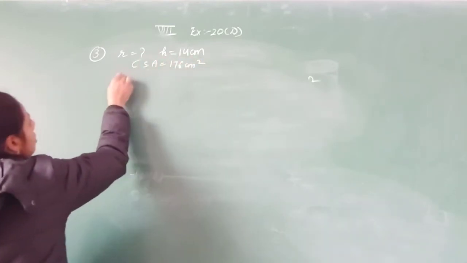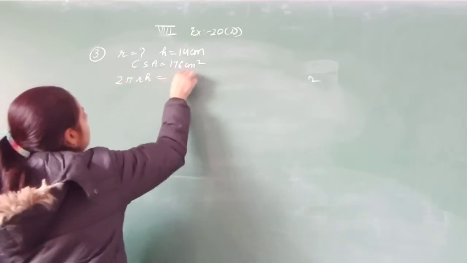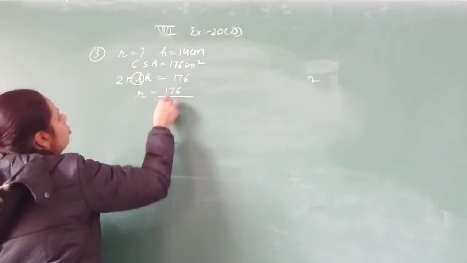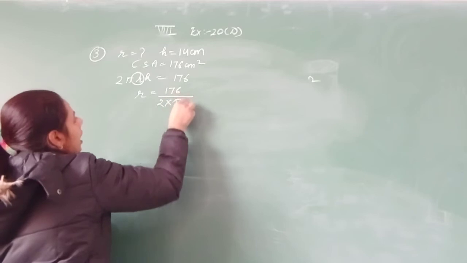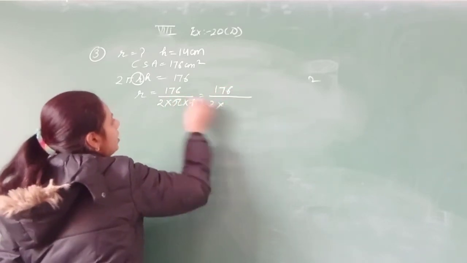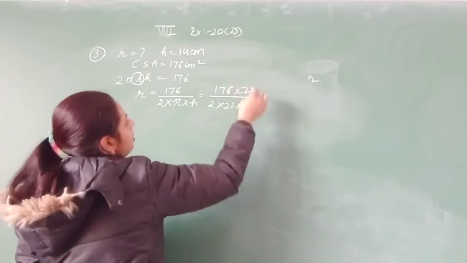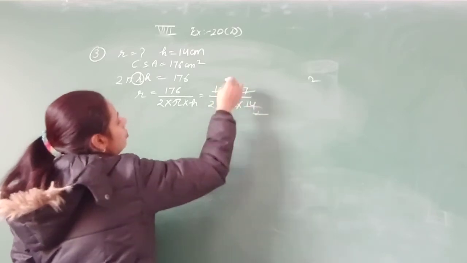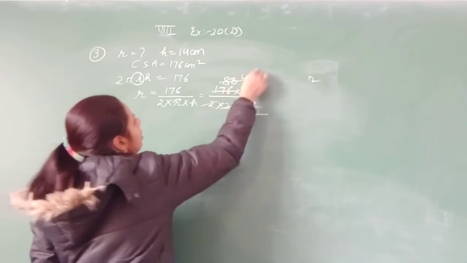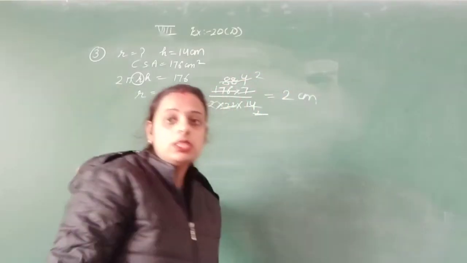So the curved surface area is 2 pi rh is equal to 176. Now you will find the r, that is 176 by 2 into pi and h. So 176 by 2, pi is 22 by 7 and h is 14. 7 2s are 14, 2 8s are 16, 2 8s are 16, 4 2. So the 2 centimeter will be the answer of this question.